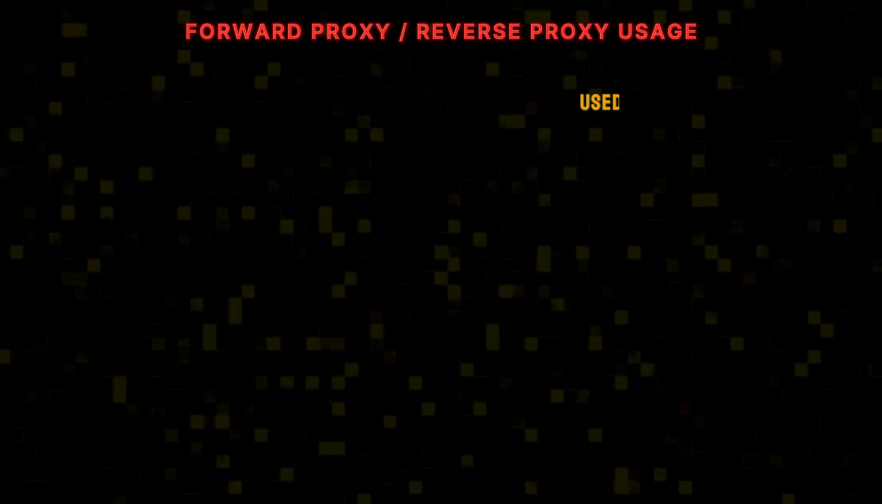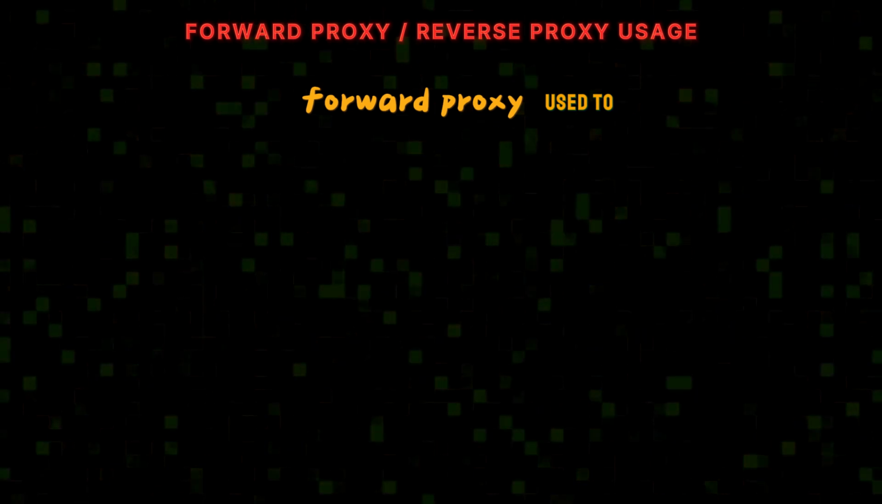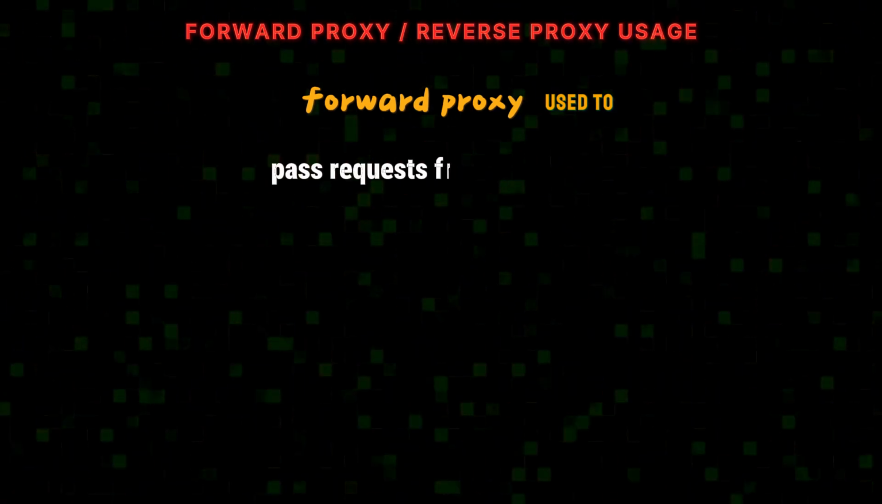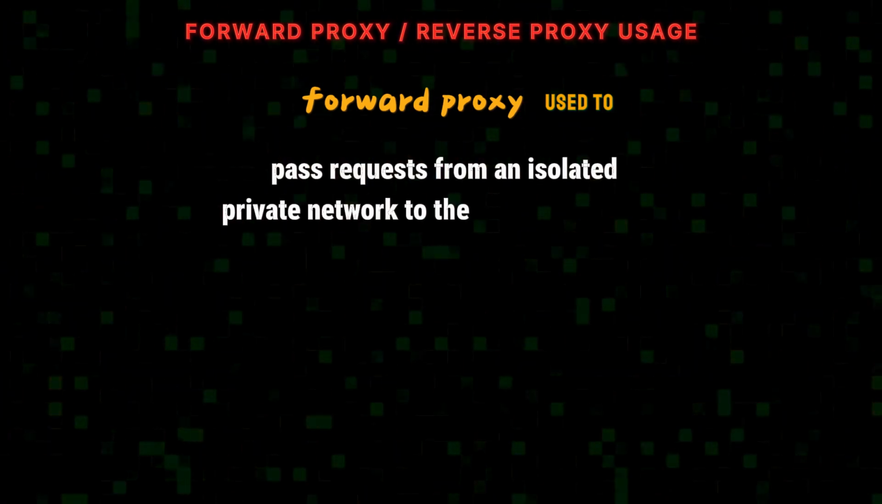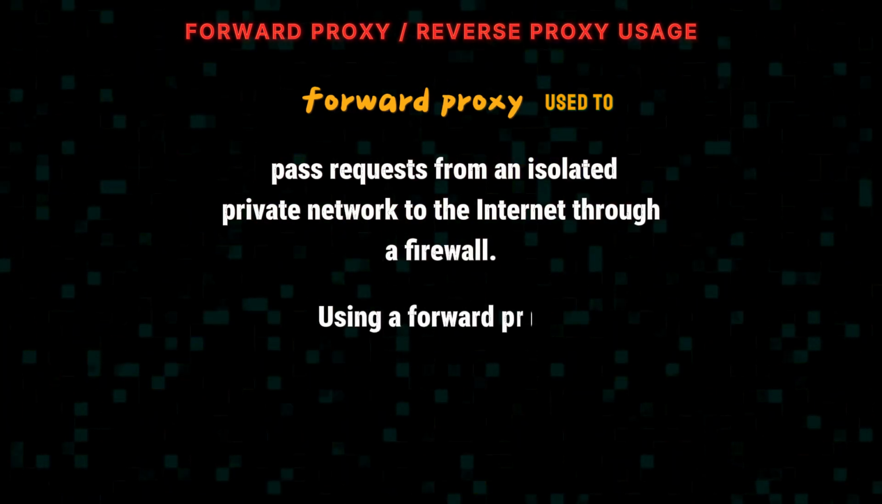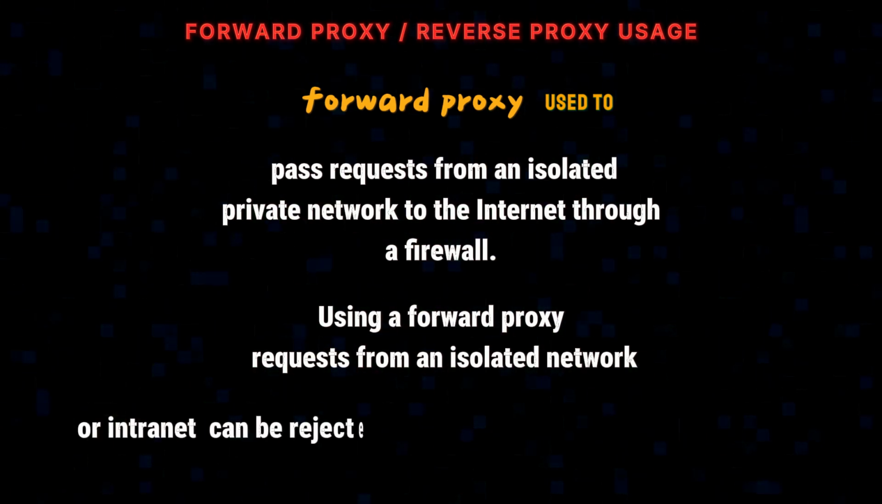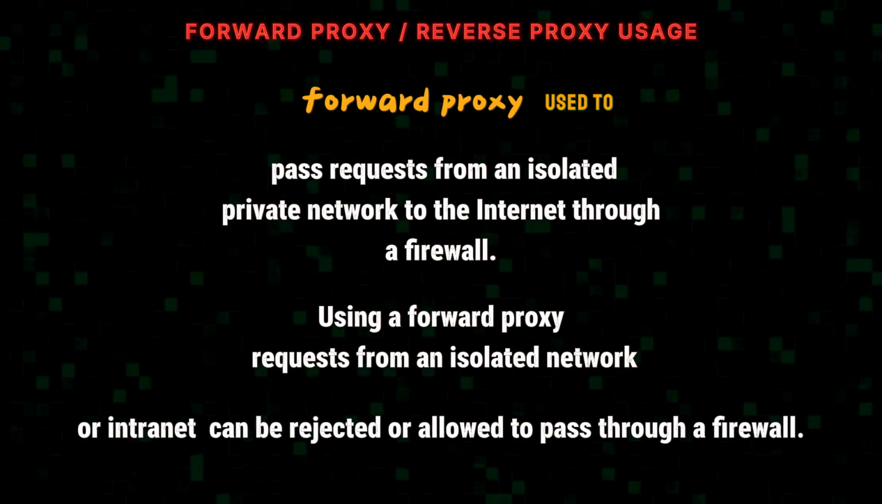Forward proxy. A forward proxy is the most common form of a proxy server and is generally used to pass requests from an isolated, private network to the Internet through a firewall. Using a forward proxy, requests from an isolated network or intranet can be rejected or allowed to pass through a firewall.